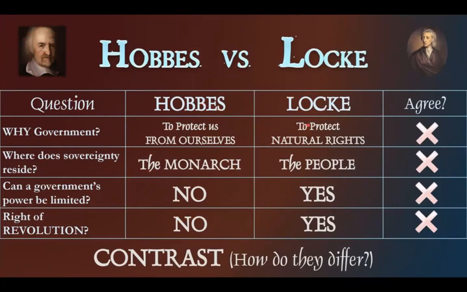To protect our people's natural rights, life, liberty, and property. Where does the power ultimately reside? He says the people. In the other question, can a government's power be limited? He believes yes, John Locke. And the right of revolution? Of course, John Locke says yes.